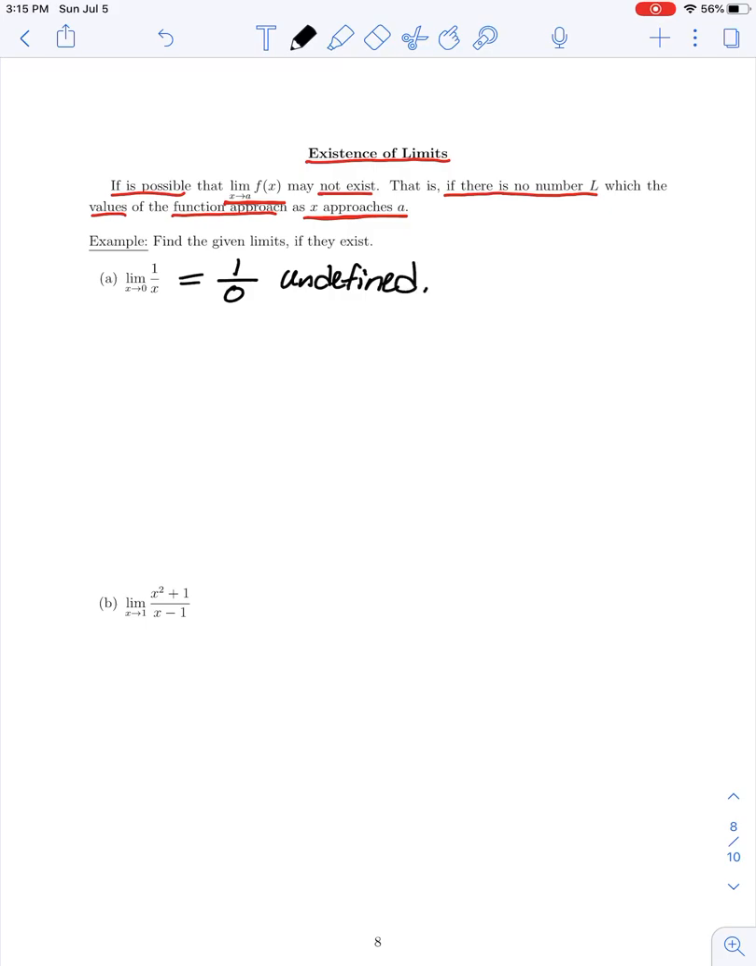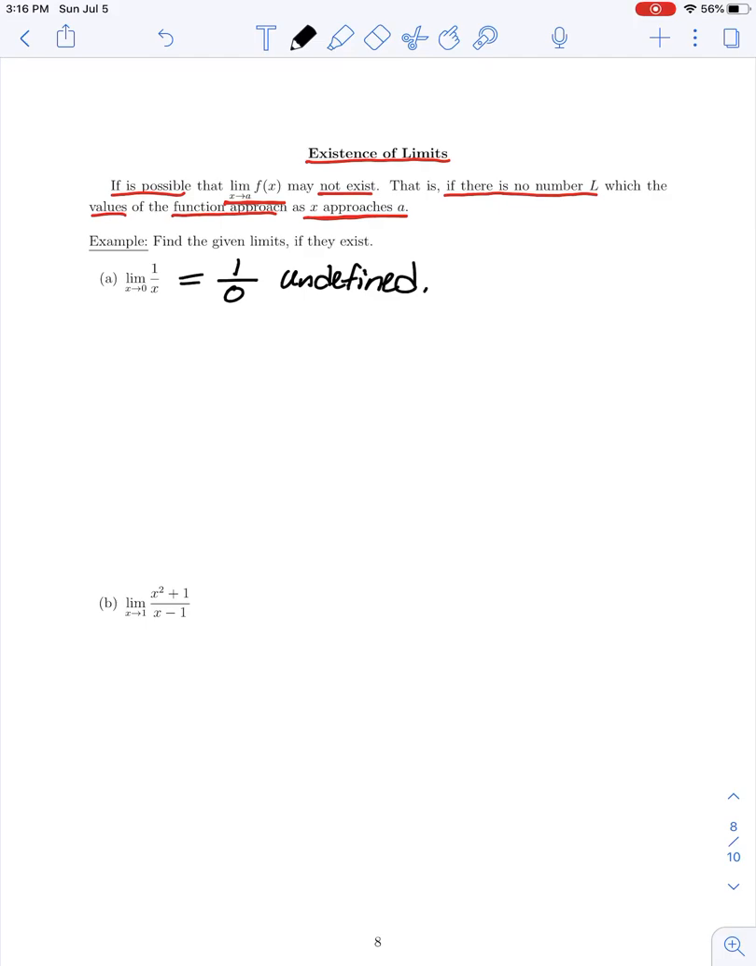Recall, division by 0 is undefined. So we can't simply evaluate our function at the indicated value of x using the quotient rule for limits because the limit of our denominator is 0. So another way which we could try to proceed is by simplifying our function, seeing if any common factors cancel. But the function 1 over x is already in simplified form. We can't manipulate it in any way such that something would cancel.